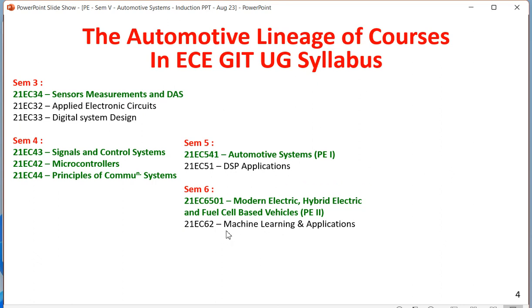Similarly, in semester 6 you will find there is a course, Machine Learning and Application, and machine learning will have its application in the design of ADAS, that is the self-driven car and driverless car. So for automatic vehicles, whatever is being designed nowadays, machine learning will have its application in that.